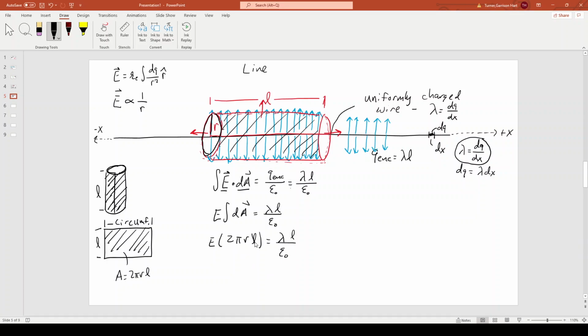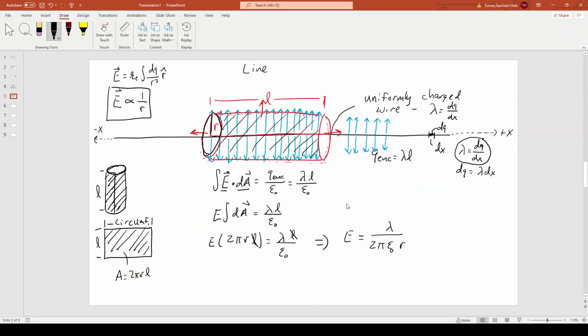Okay, and the L's cancel, and our grand result is that E is equal to lambda over 2 pi epsilon naught r. And sure enough, we recover the fact that our field should be inversely proportional to the distance away from the wire, not the distance squared.